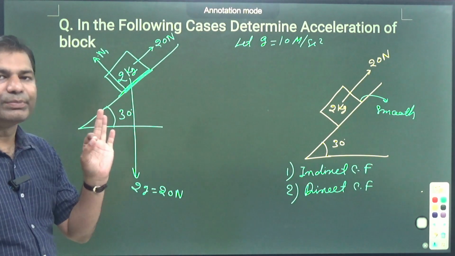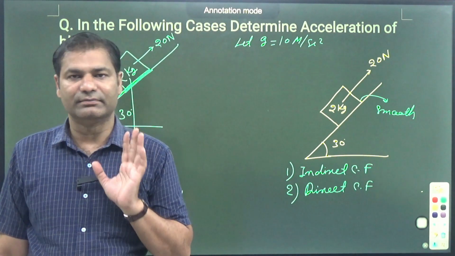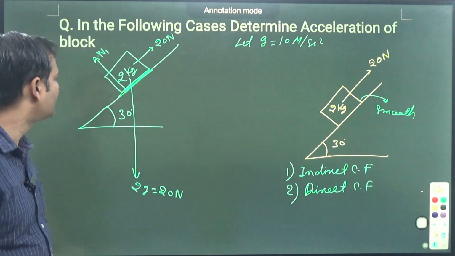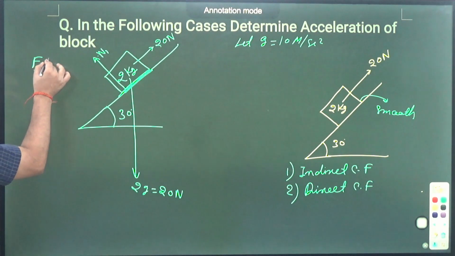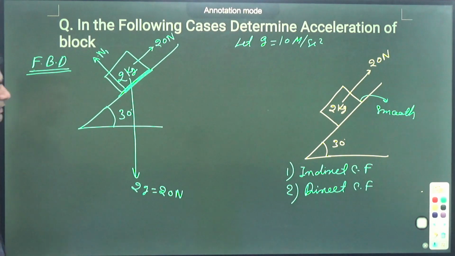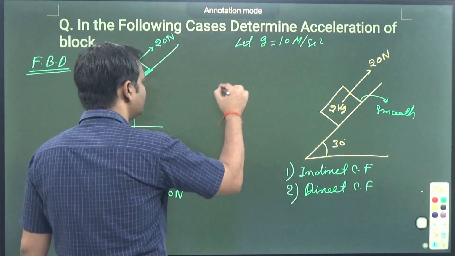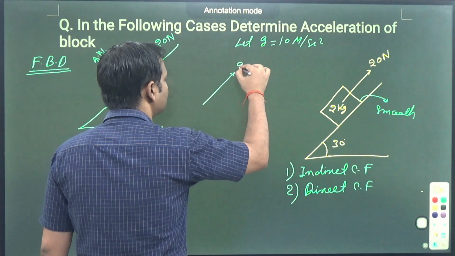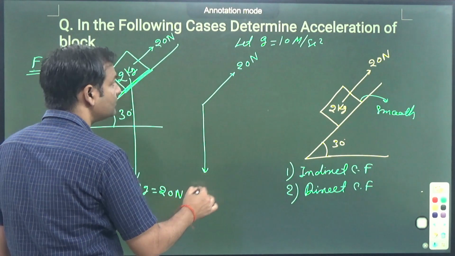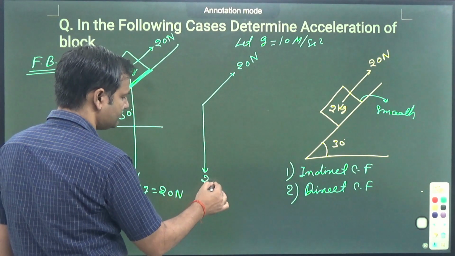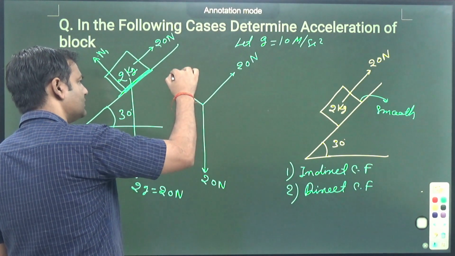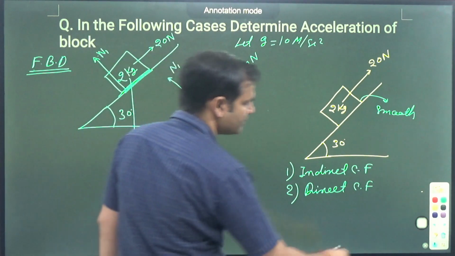This is the complete free body diagram of the 2 kg block. Clear or not? So, you can say that is 20 Newton, and this one is 20 Newton, okay, and here N1. Clear or not?